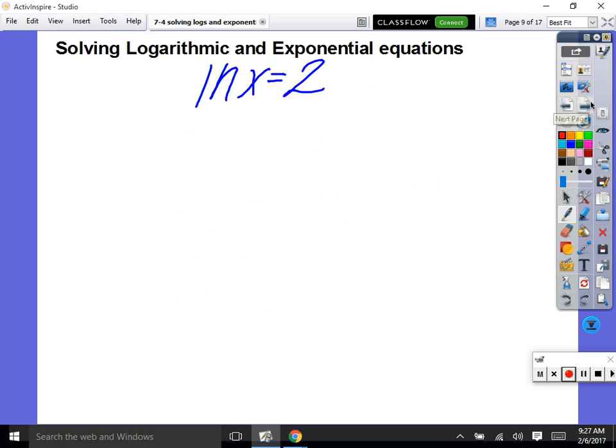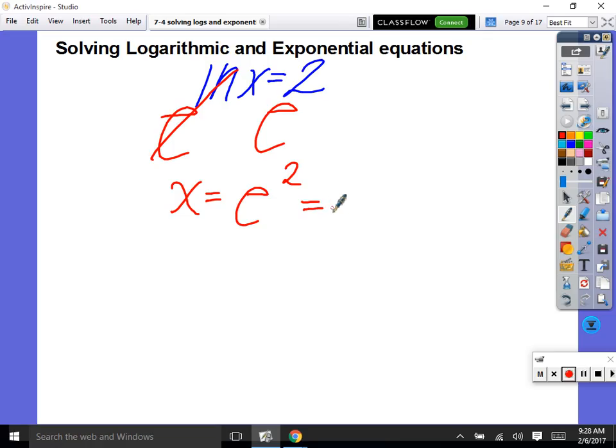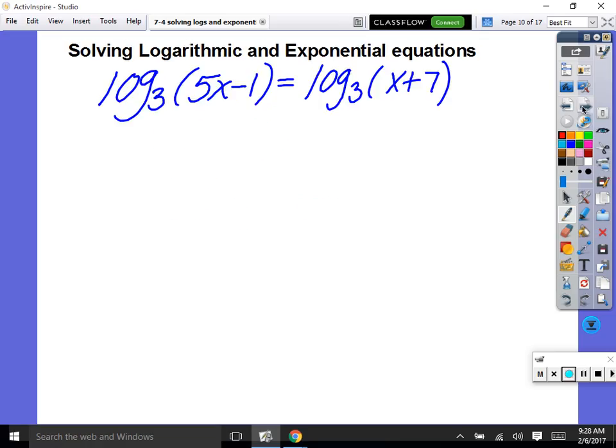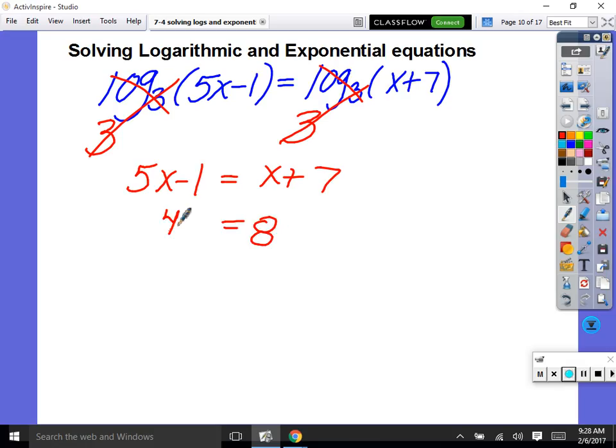So same thing here, right? You would do the e of both sides. So x is equal to e squared, which is a decimal. Okay, we're good. Okay, so last few. How would we solve this one? Yeah, base 3 both sides. Now look, log of base 3 and base 3 cancel out. 5x minus 1 equals x plus 7, and now it's just algebra, right? So 8 equals 4x, x equals 2. Easy.